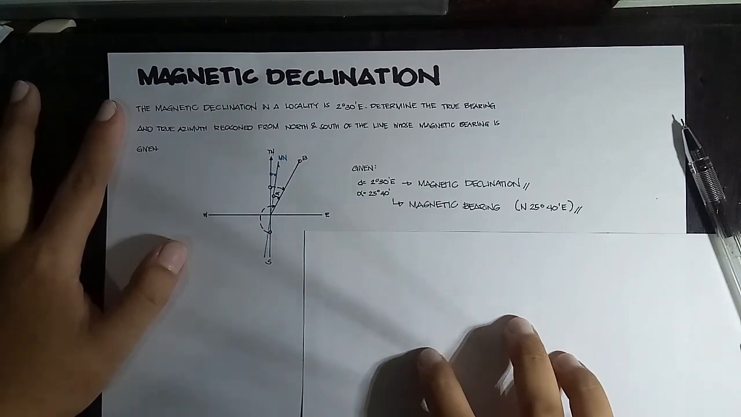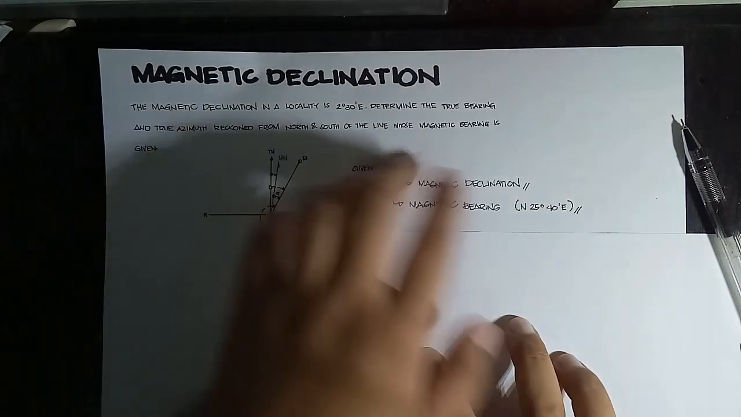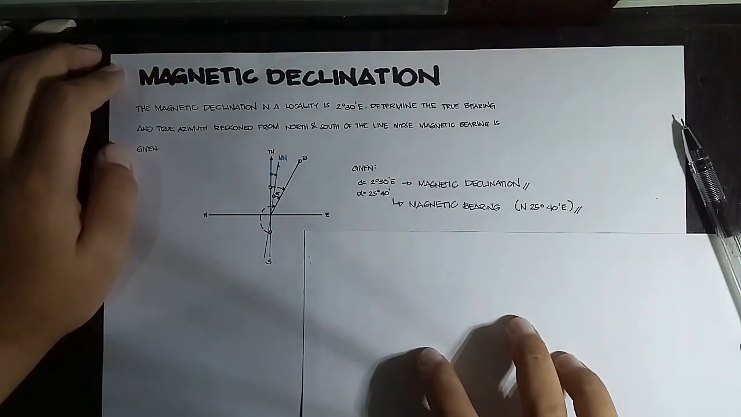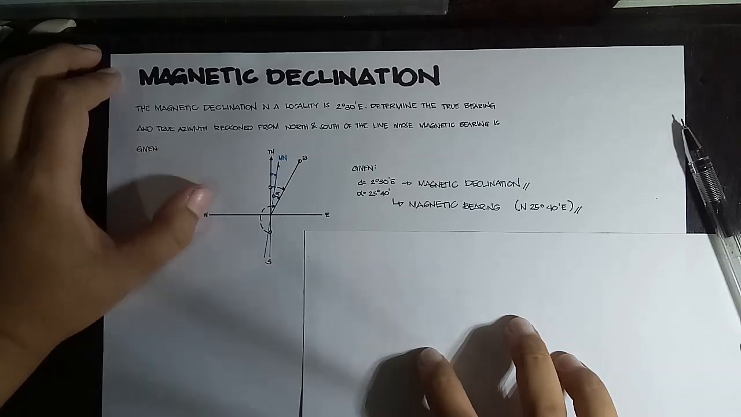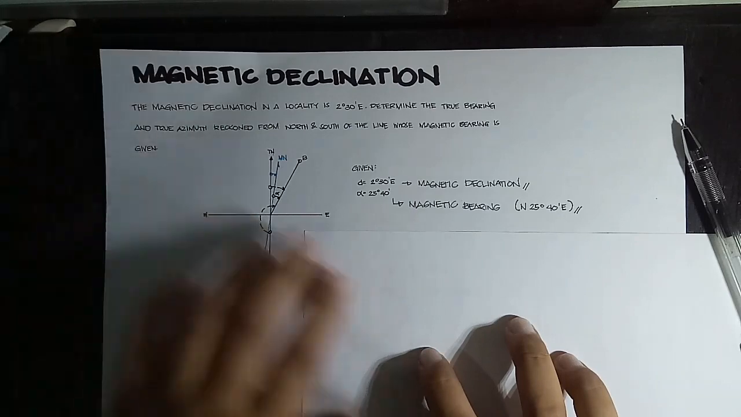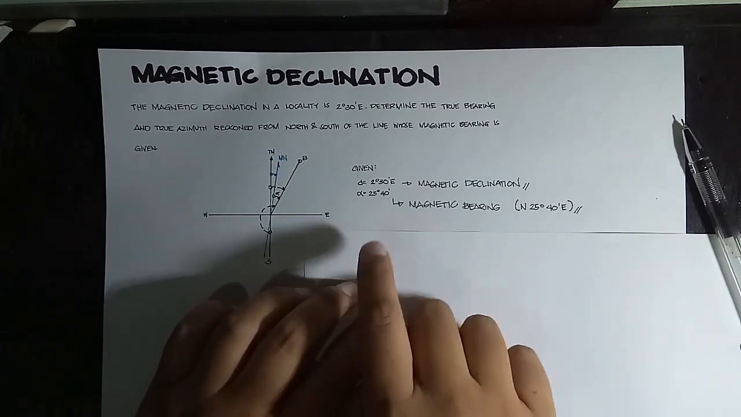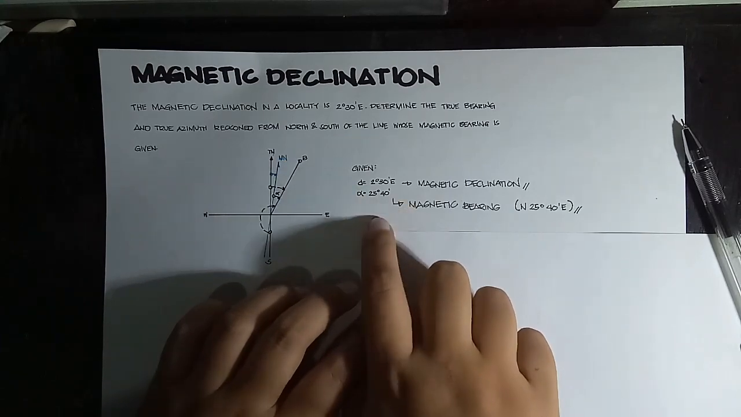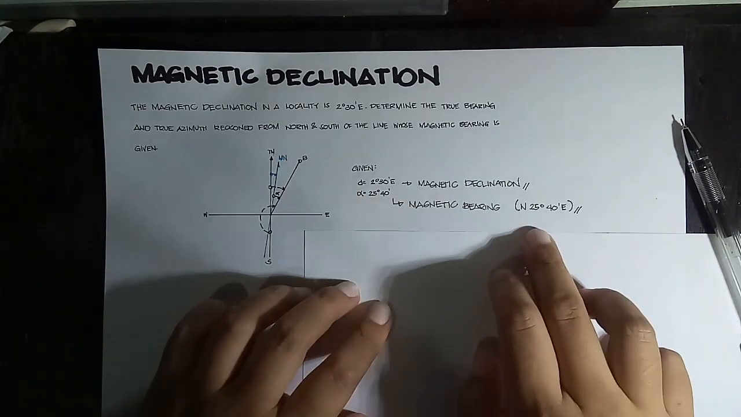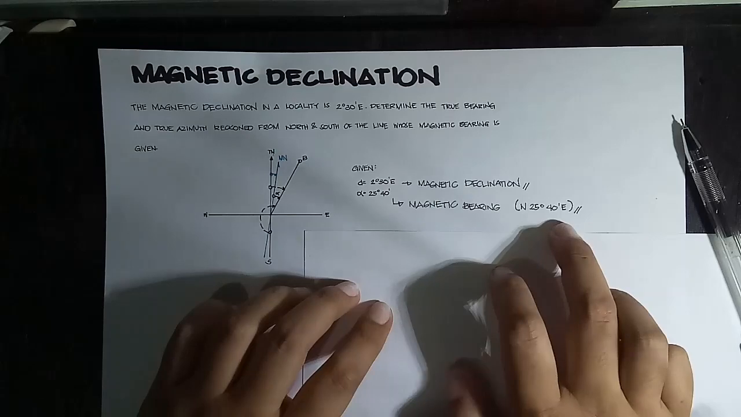Magsasagot naman tayo ng isang problem, magnetic declination. Sa problem na to, ang tanong ay, the magnetic declination in a locality is 2 degrees and 30 minutes east. Determine the true bearing and true azimuth reckoned from north and south of the line whose magnetic bearing is given. So, ang given sa problem na to, ang magnetic declination natin is 2 degrees and 30 minutes east at ang magnetic bearing naman ay north 25 degrees and 40 minutes east.